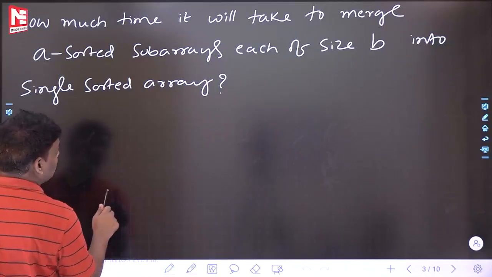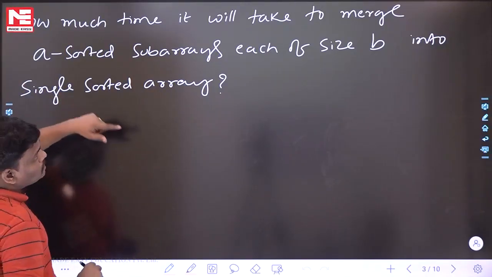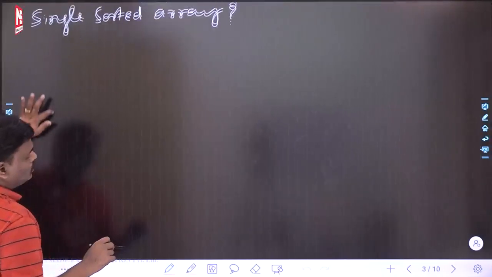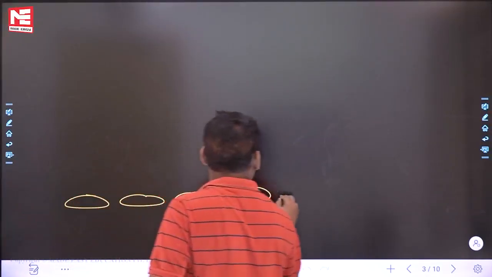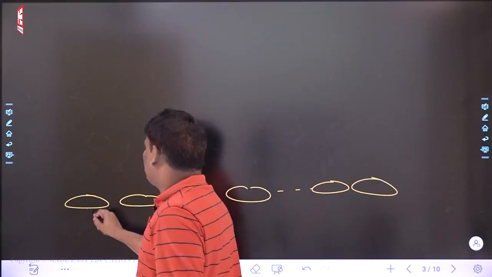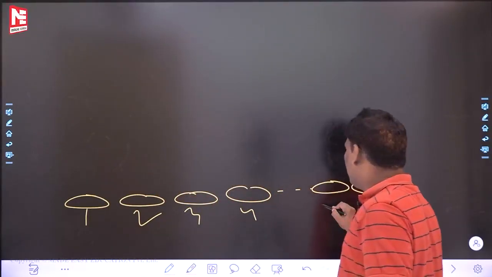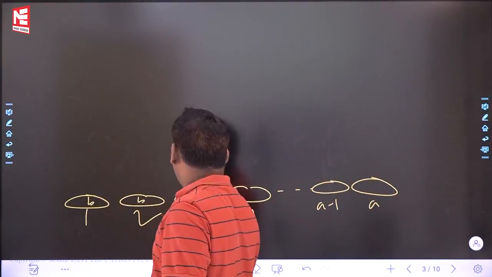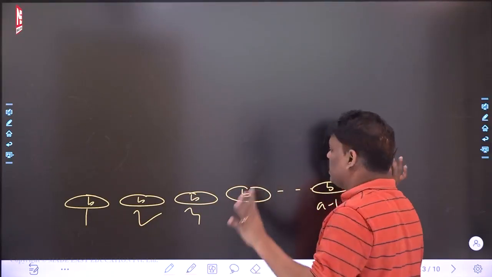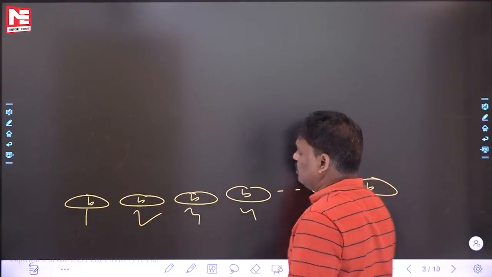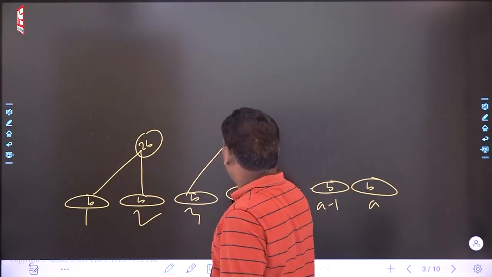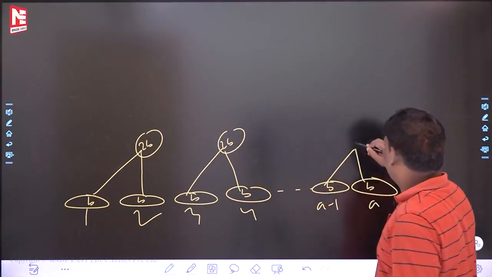If anyone has even a small doubt, let me do it. A sorted subarrays, each of size b. Instead of using n and so on, I just used a and b. Roughly, how many groups? First group, second group, third group, fourth group, up to A minus 1, A groups. Every group contains B elements. These are sorted. Now merge them: the answer is 2B, and like that, all 2B.